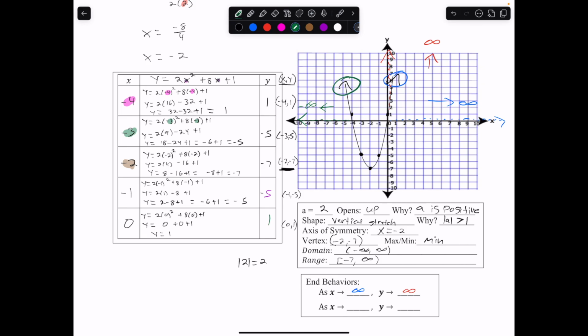I want to know what's going on here. Well, on this side, this is also going up forever. Okay, so if we go up forever, that is infinity. So for the left-hand side, we're going to say as x approaches negative infinity, y approaches infinity. And your end behaviors will always be the same for every quadratic that opens up.